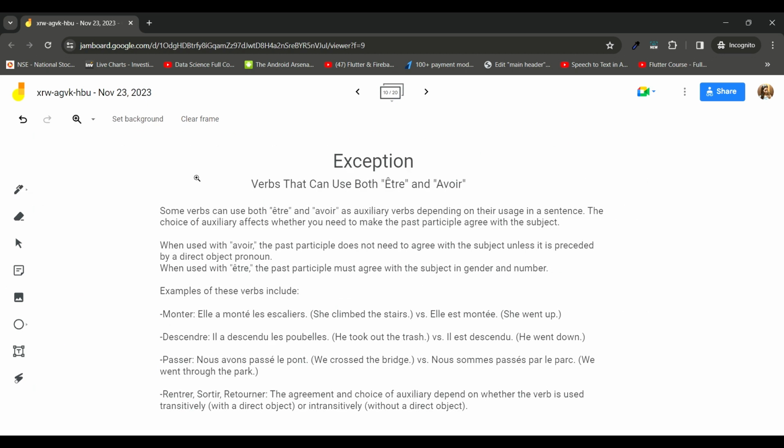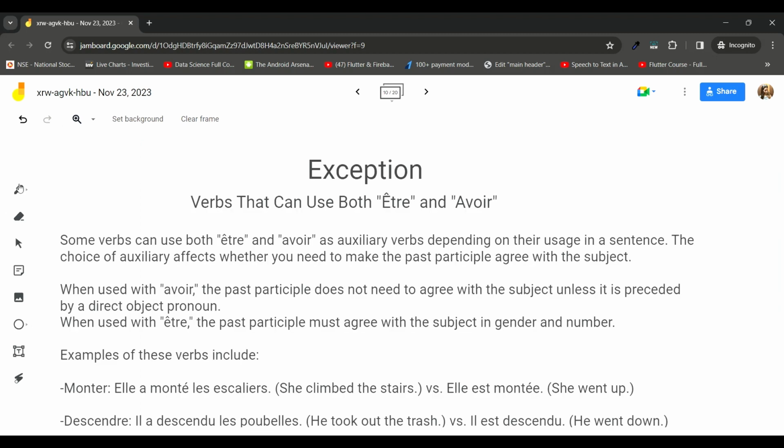After that, you have a few exceptions. There are some verbs that can be used with both être and avoir. Some verbs can use both être and avoir as auxiliary verbs depending on their usage in a sentence. The choice of auxiliary affects whether you need to make the past participle agree with the subject. When used with avoir, the past participle does not need to agree with the subject unless it is preceded by a direct object pronoun. Direct object pronoun basically means it's a direct object.